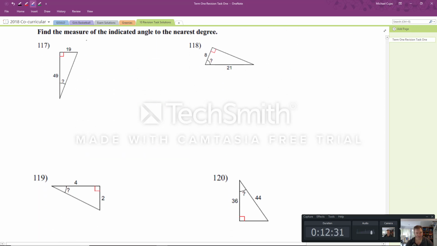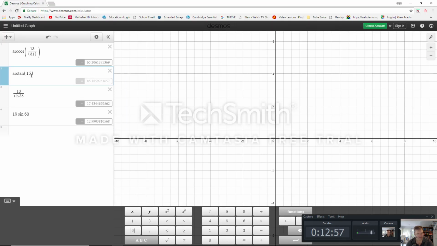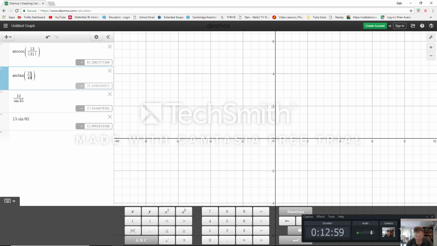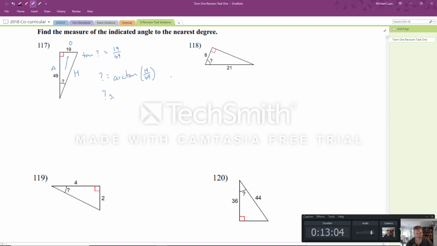Find the measure of the indicated angle, labeling our sides, hypotenuse. Across from the angle I've got is the opposite, that's the adjacent. So I've got the tan of question mark is 19 over 49. Question mark is going to be arctan of 19 over 49. The question mark is approximately equal to, here's one I prepared earlier, 19 over 49. 21.19 degrees.